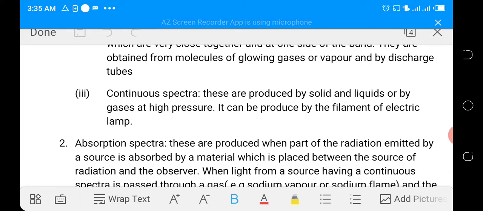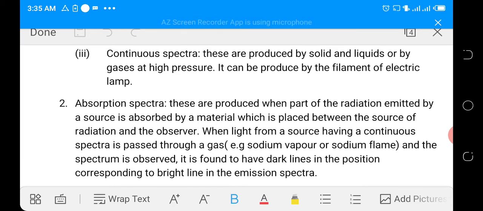Now let's look at the second type of spectra, which is absorption spectra. These are produced when part of the radiation emitted by a source is absorbed by a material which is placed between the source of radiation and the observer. When light from a source having a continuous spectrum is passed through a gas, e.g., sodium vapor or sodium flame, and the spectrum is observed, it is found that it has dark lines in the positions corresponding to the bright lines in the emission spectra.